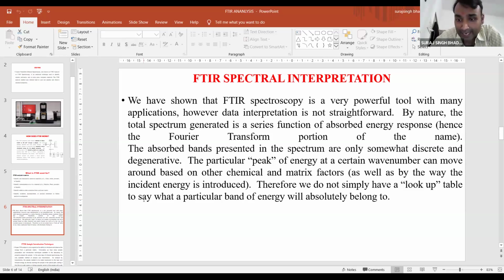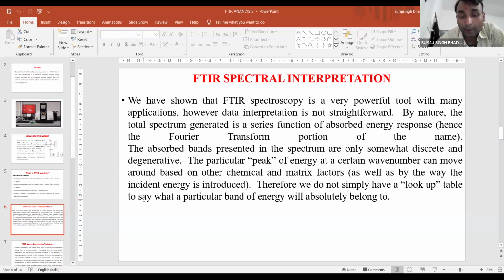The next point is that the absorption bands present in the spectrum are only somewhat discrete and degenerate. Generally these bands, these absorption peaks, show different intensities; somewhere they are very vague, somewhere they are at a high peak, somewhere they are very low, in the valley.